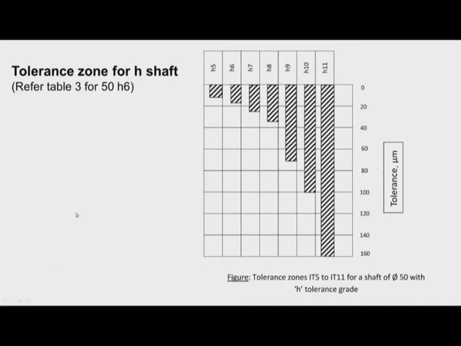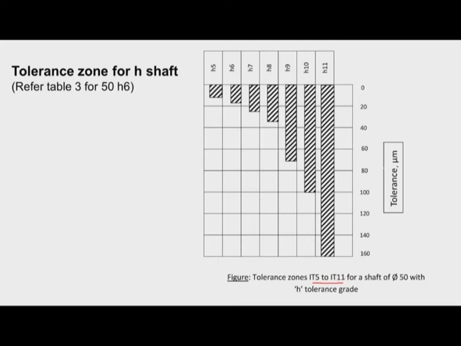Now, the tolerance zone for H shaft. So H shaft is considered here, wherein the fundamental deviation is 0. For H shaft, various tolerance grades are shown here, like IT5, IT6, IT7 up to IT11. Now as the IT number increases, the tolerance value will also increase.